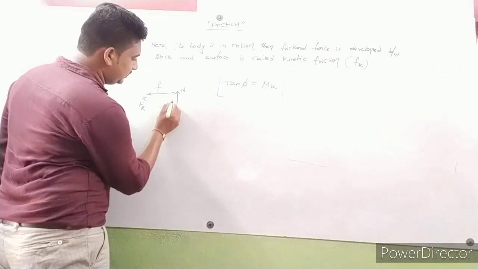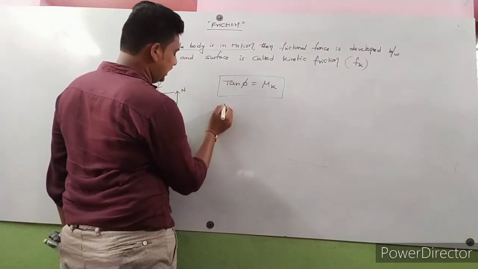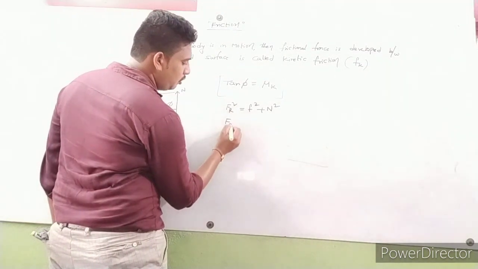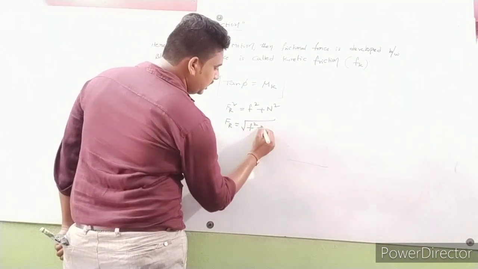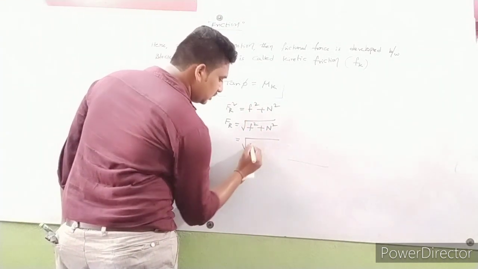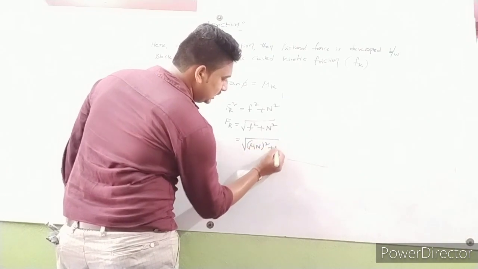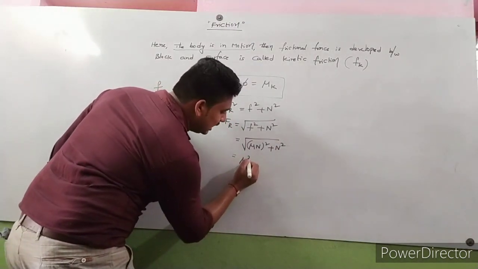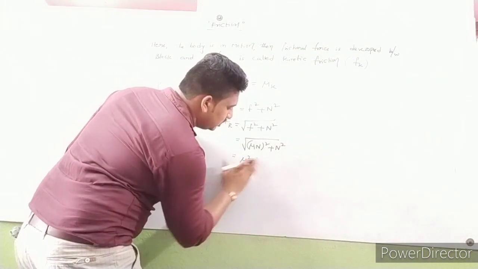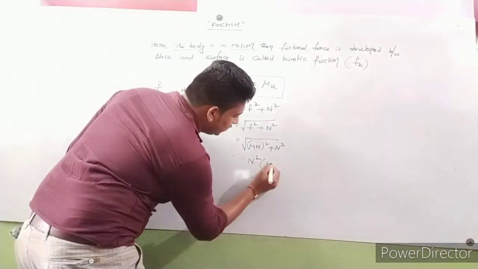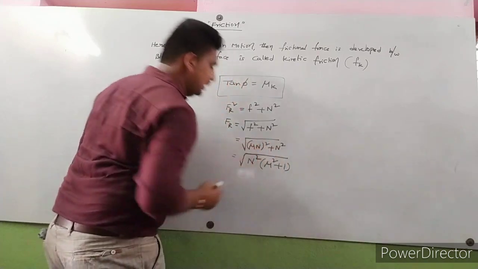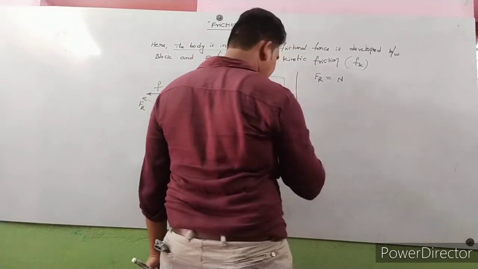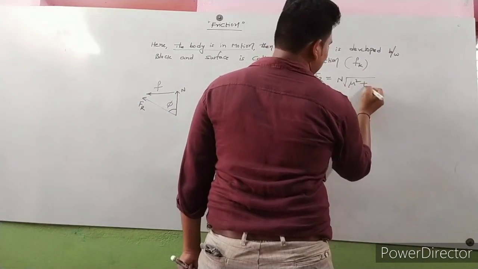So here is angle φ. From this right angle triangle, FR square is equal to F square plus N square. So the resultant force FR is equal to square root of F square plus N square. So from this, (μN) whole square plus N square. From this, μ square N square plus N square. Here we take N square out, giving μ square plus 1 under the root. Here the resultant force FR is equal to N taken out, then finally we got square root of μ square plus 1.